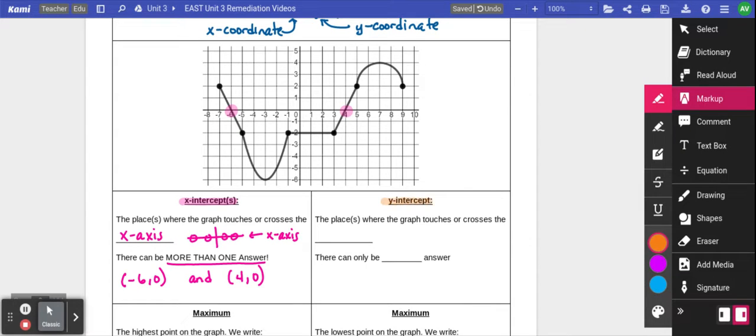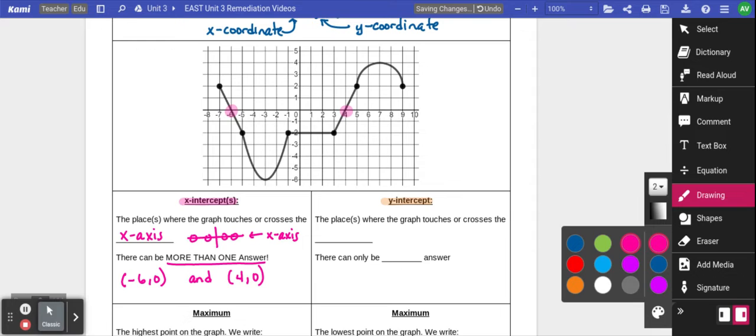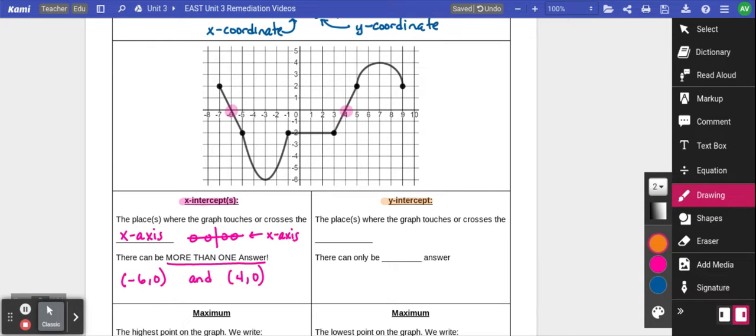The second type of special point that you might be asked to identify on a graph is what's called the y-intercept. Now, just like the x-intercept is where the graph touches the x-axis, the y-intercept is where the graph touches or crosses the y-axis. Now, on a graph, the y-axis is the axis that goes up and down. So I'm going to be looking for the place where the graph touches the y-axis. Now, there can be only one answer for this question, and the reason is because if there's more than one answer, this graph wouldn't be a function anymore. It wouldn't pass the vertical line test. So a y-intercept only has one answer.